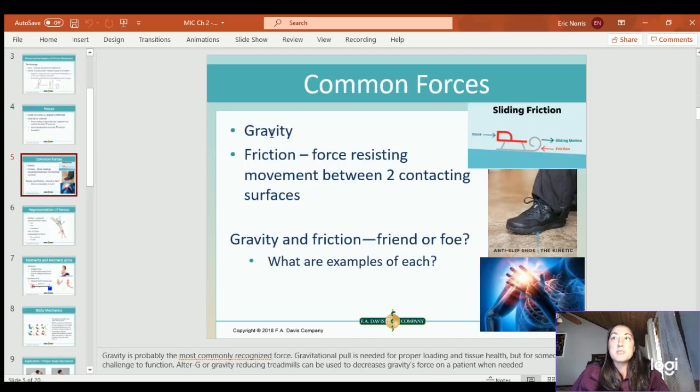Okay, so a common force is gravity. We all know gravity is the force that holds us down on the earth. But friction, remember, friction is resistance to movement. So typically it's on an object's surface. So as something is moving, eventually it's going to come to a stop, and that's because of the friction from that surface. And the definition is the force resisting between two contacting surfaces, providing resistance between those contacting surfaces.